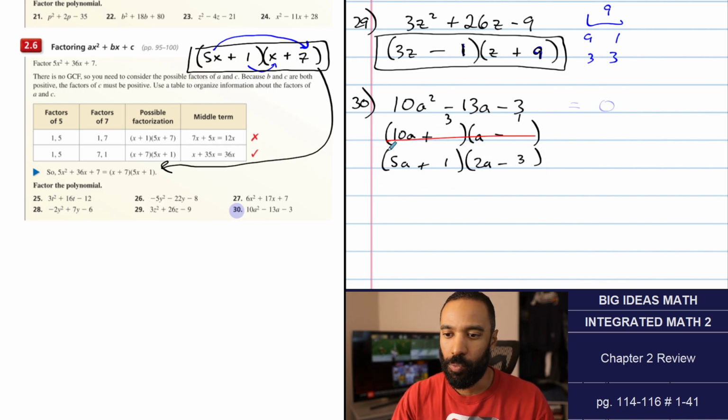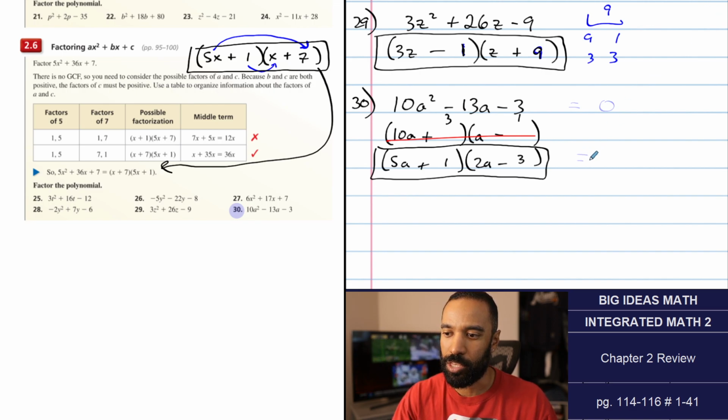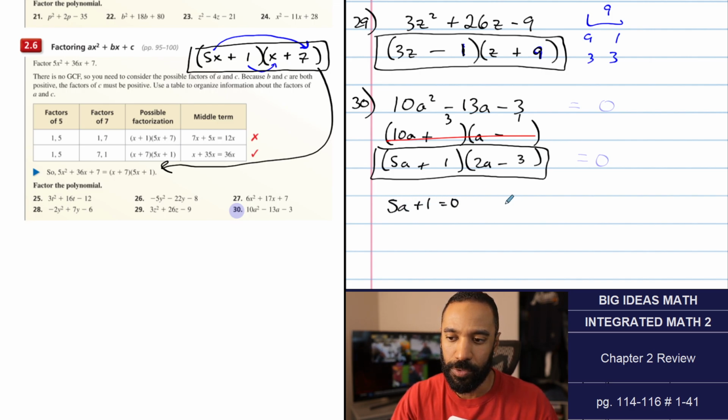Now let's do the version where it's set equal to 0, and let's solve this thing because the answers are not negative 1 and positive 3. Instead, when it's set equal to 0 in this case, we still set those two individually equal to 0, but there are 2 steps to solve.